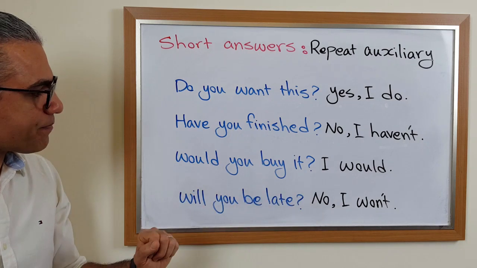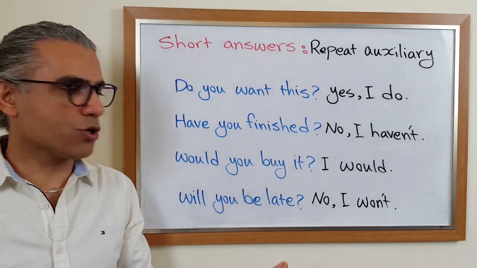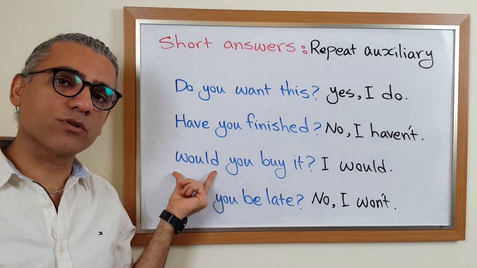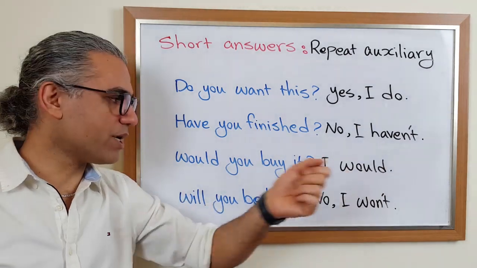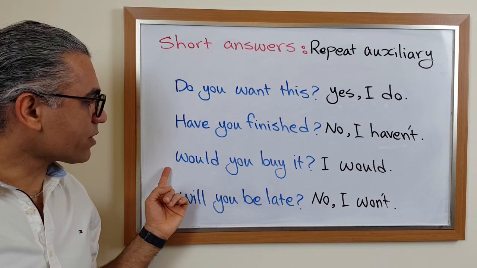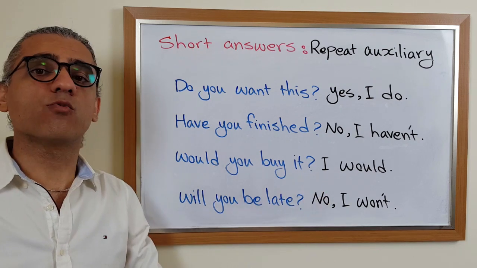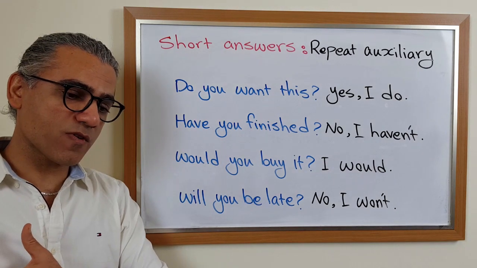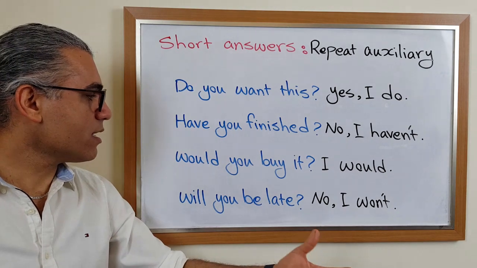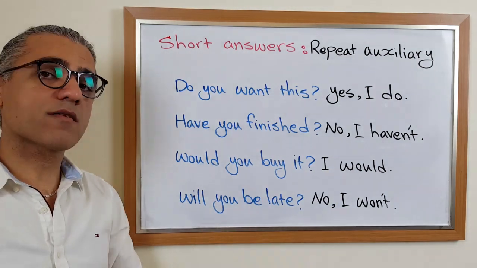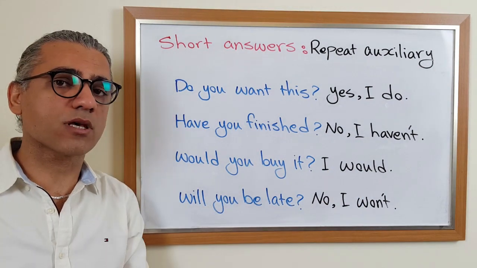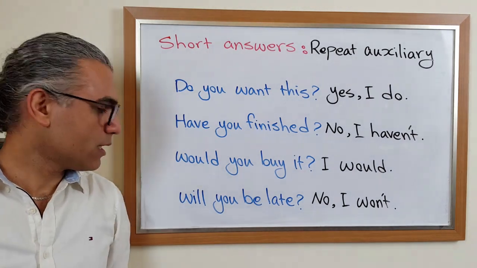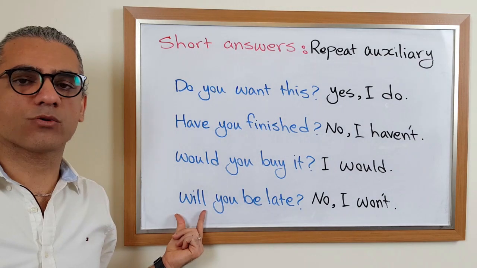"Would you buy it?" You don't have to say yes or no. Say "Yes, I would," or "I would," because our auxiliary verb is a modal verb in here, and we have to repeat it in the short answer. We don't say, for example, "Would you buy it?" "Yes, I would buy." That is wrong. If you want to mention the main verb, you need to say the complete sentence. You should say, "Yes, I would buy it." That is the complete answer, and this is the short answer. There is nothing in between. So, "Will you be late?" "No, I won't." Repeating the same auxiliary verb, "will," a modal verb.